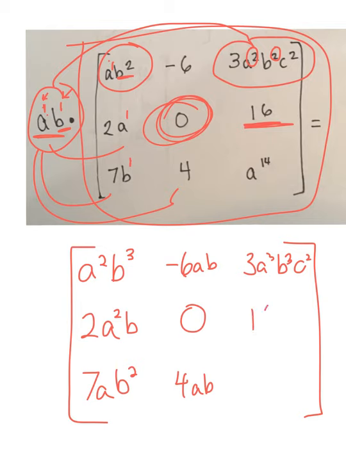16 times AB is 16AB. A to the 14th. Okay, so we have A to the 14th and then 1 more A over here, which means we have 15 total A's. And then still just that 1 B. And that's the end.